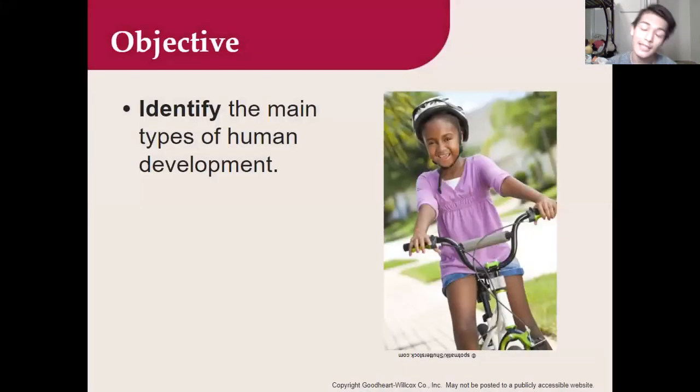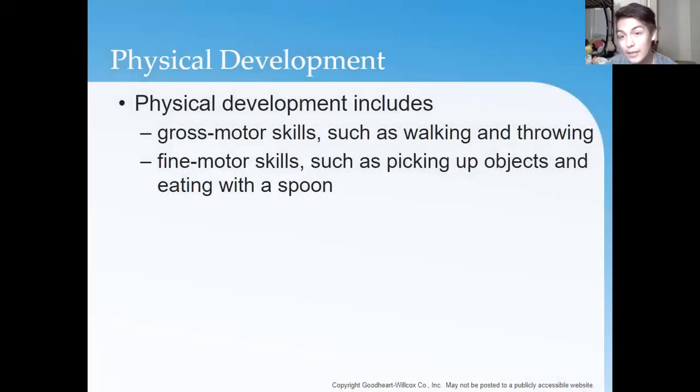Another objective is to identify the main types of human development, because there are different types of development. We are going to focus on three of those. The first one is physical development. Physical development includes our gross motor skills and our fine motor skills. Gross motor skills deal with larger muscles such as your arms and your legs. Such actions can include walking or throwing, because you're using your hands to throw, which are larger muscles, and walking includes your legs, your thighs, those types of muscles, because they're larger.